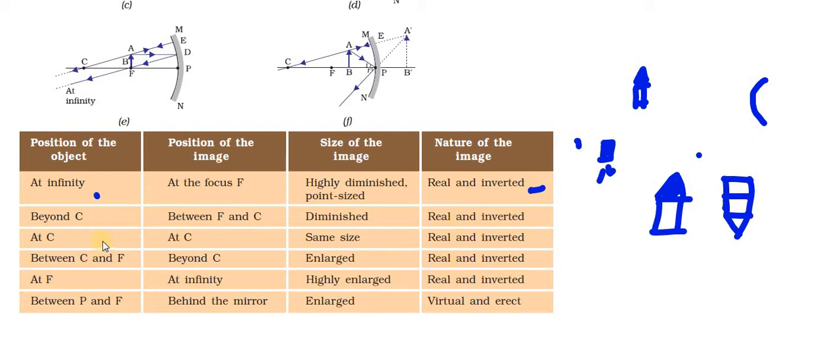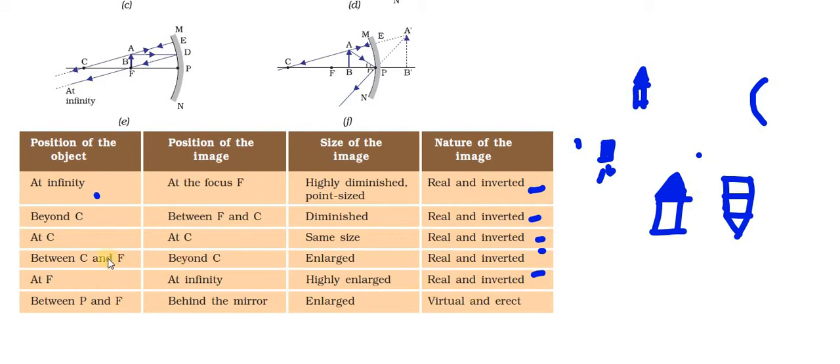The nature of the image is real and inverted. When you keep the object exactly at point C, the position of the image is exactly at C only, and there is no change in the size, it is the same size. Here the object is 10 centimeter, and there also the image is 10 centimeter. The image is real and inverted. This is common for all: the nature of the image is real and inverted for all the cases except the last case.